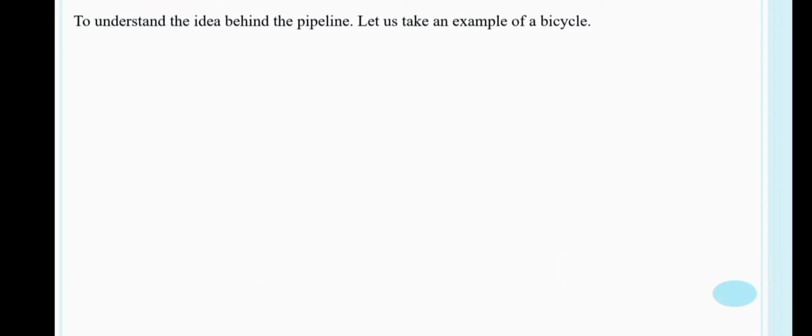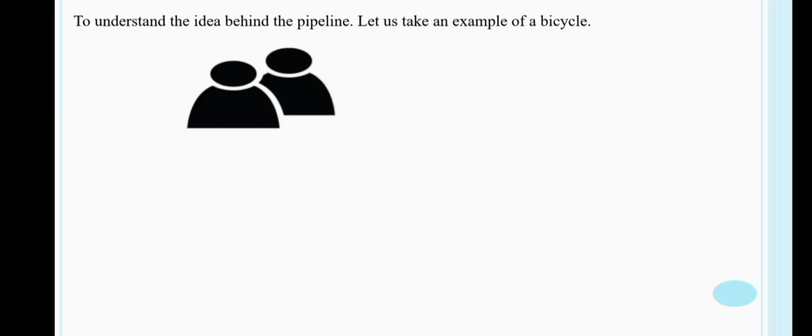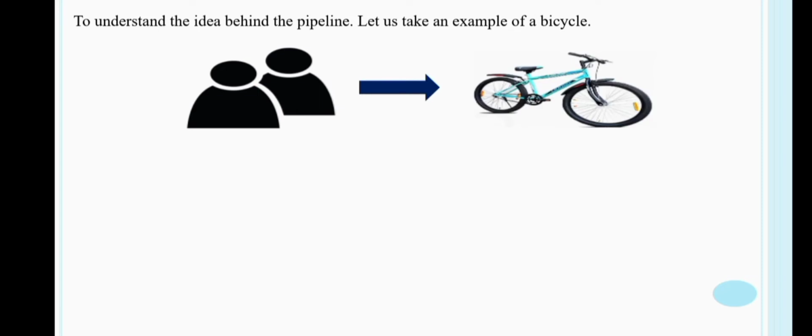To understand the idea behind the pipeline, let us take an example of a bicycle. Suppose we have to make a bicycle. For this, we have two people. Assume there are two processes for making a bicycle, that is, assemble the parts and paint the bicycle.